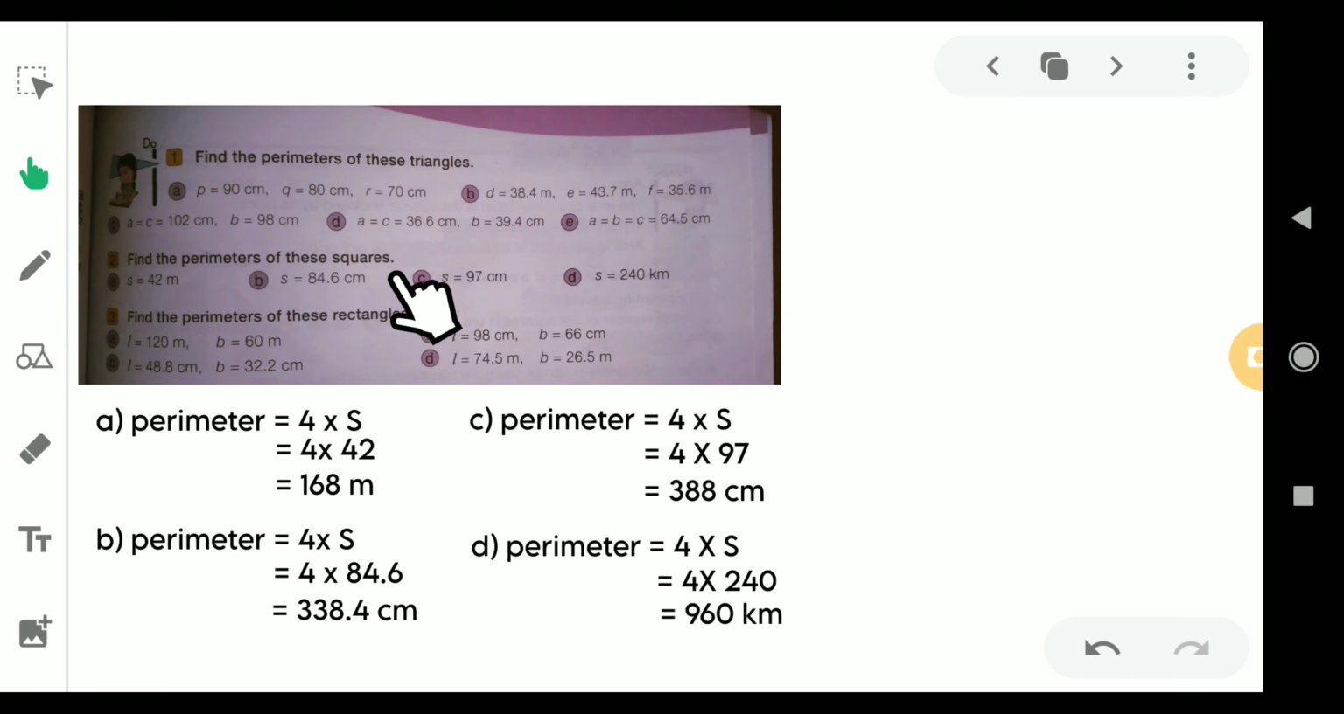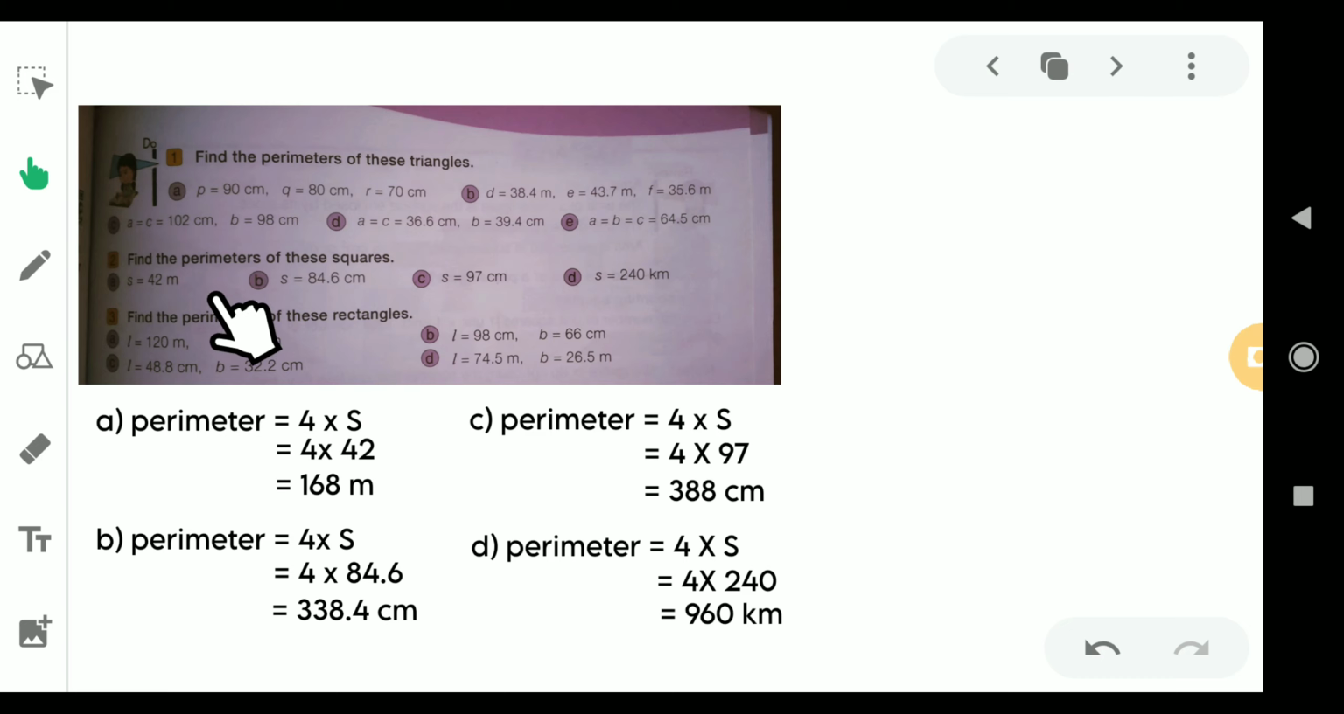Let's move on to the next main, that is find the perimeters of these squares. So just to recall the perimeter formula of a square, that is 4 times S, right? The length of one side is enough to find out the perimeter of the square, because a square is the shape which has all sides of equal length. So it is 4 times S.